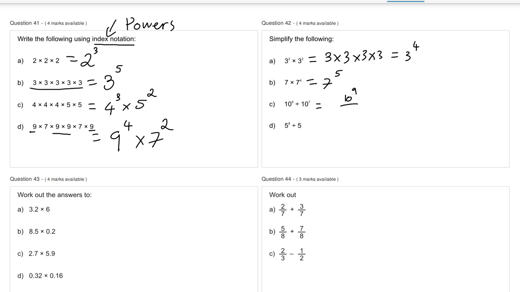For C, it's a bit harder. You've got 10 to the 9 divided by 10 to the 7. So what we have is 10 to the 9 take away 7, because when you divide and the base numbers are the same, you take away the powers, so we get 10 squared. Then for D, you've got 5 to the 8 divided by 5 to the 1. That's just 5 to the 7, because you take away the powers.